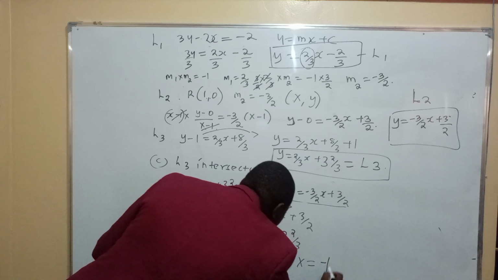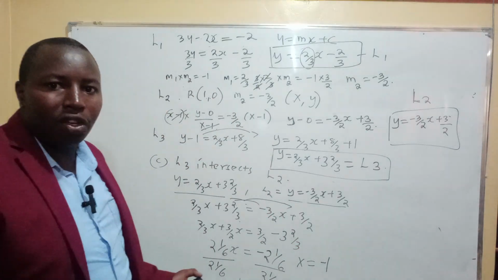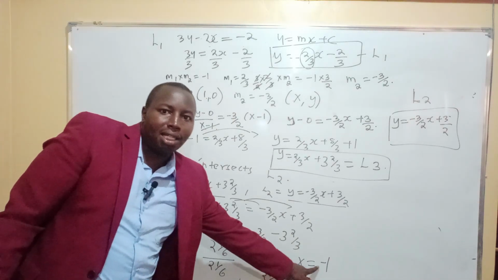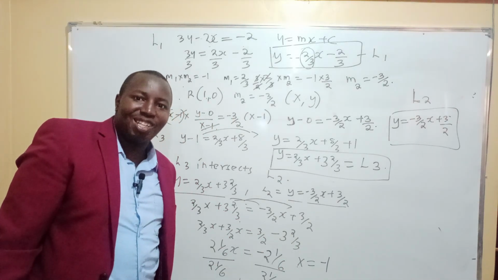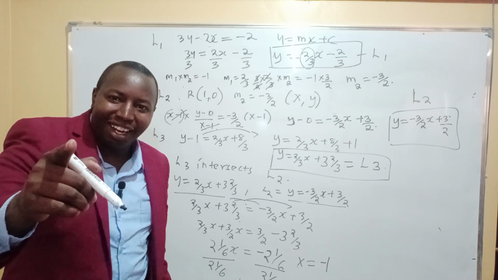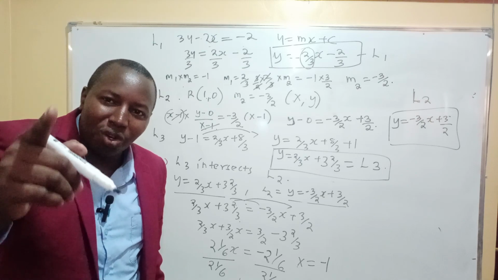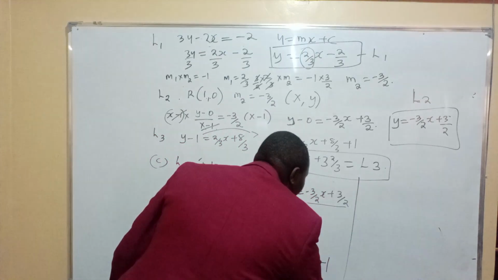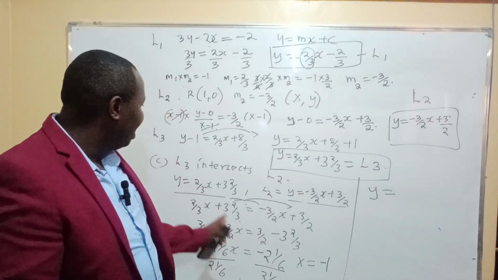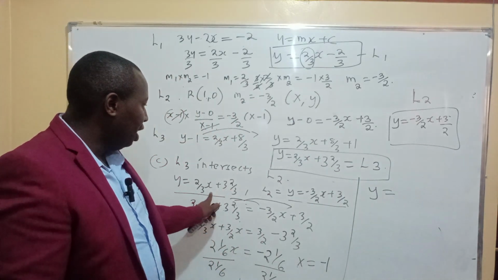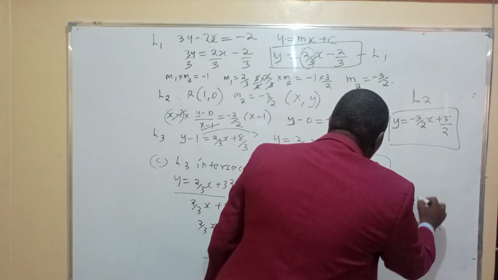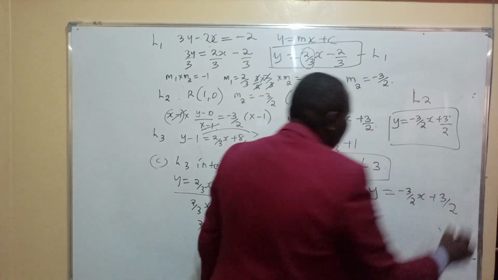When you divide by 2, 1 over 6, you get that x is equal to negative 1. So what is y? Because you have already got the value of x, take one of the equations. You substitute in either L3 or L2. Let's take L2: y is equal to minus 3 over 2x plus 3 over 2.